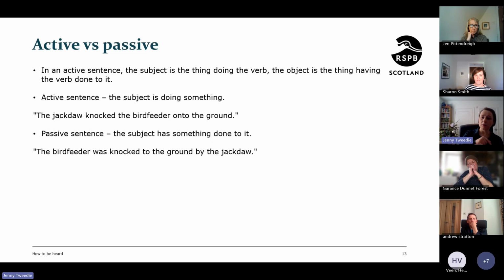A passive sentence is where it's the other way around. So the bird feeder was knocked to the ground by the jackdaw. I hope that makes sense. The jackdaw is still the subject, and it's just where it is in the sentence as to whether it's active or whether it's passive. Try to use the active voice wherever you can, because it's just a better way to make the sentence sound more interesting, to engage people more. If it's passive, then the subject is at the end. So again, people have to wait a while to read through to find out what it's about. Sometimes you want to mix it up a little bit, but the active voice is always the best way to go if you can.